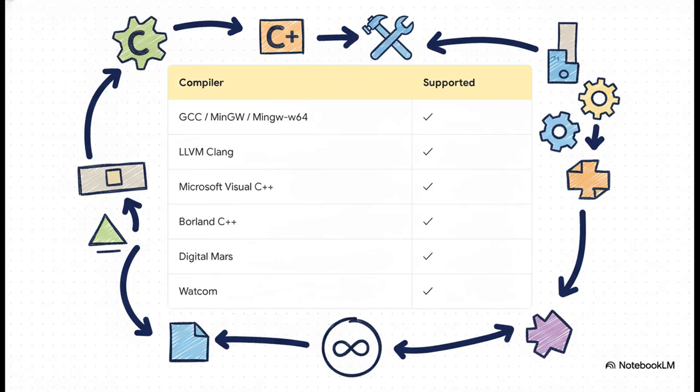And this right here, this is the proof in the pudding. Because it's not locked into one way of doing things, Code::Blocks can work with a ton of different compilers. Whether you're using the standards like GCC and Clang, or you need to work with the Microsoft compiler, or even some old school ones like Borland, Code::Blocks can handle it. That kind of freedom is a total game changer.